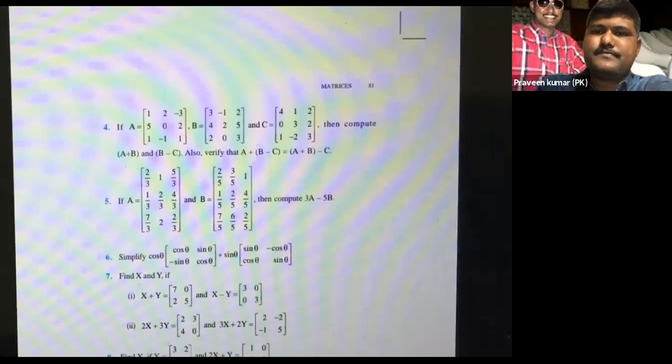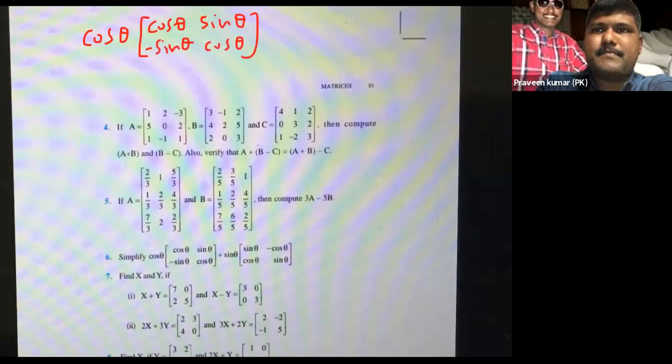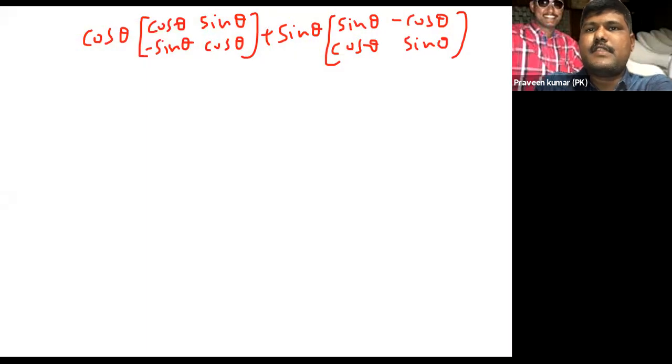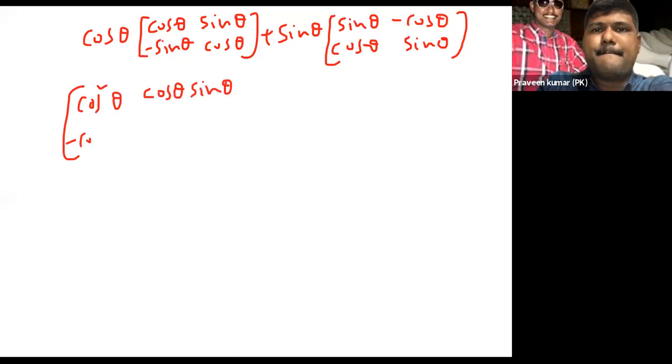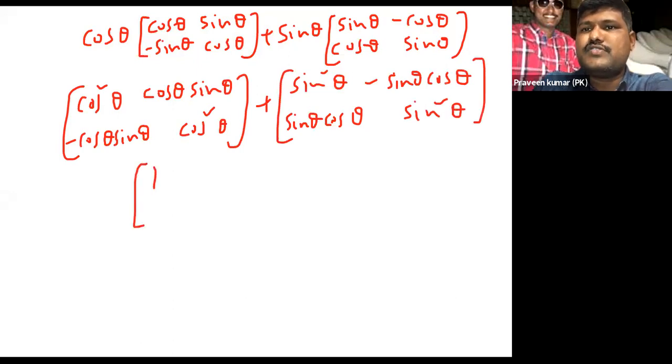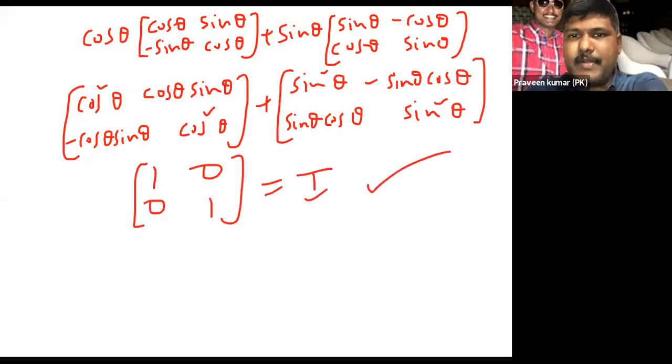See, the sixth one, very, very important. Cos theta, sine theta, minus sine theta, cos theta, plus sine theta into, minus cos theta, sine theta. That's why I explain all the steps clearly. Multiply: cos square theta, cos theta sine theta, minus cos theta sine theta, cos square theta, plus sine square theta, minus sine theta cos theta, sine theta cos theta, sine square theta. If you add these two, cos square theta plus sine square theta, 1. This one cancels, 0, 0, 1. It is nothing but I, the identity matrix.